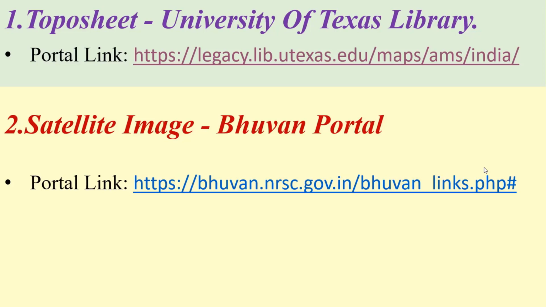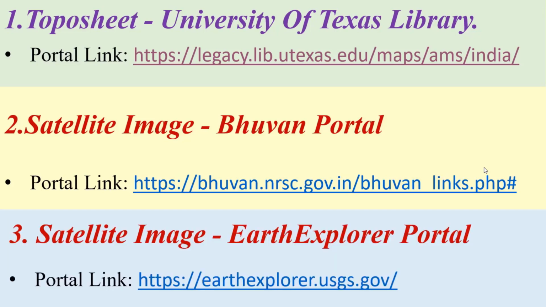The third one is satellite image collection from Earth Explorer portal. In this portal, we can download sequential data for temporal analysis. It provides a long list of satellite and aerial imageries. Registration is necessary to download the data from this portal. The web link for the page is mentioned here. You can use it to go to web page.